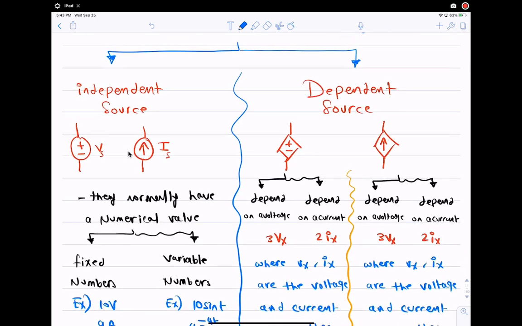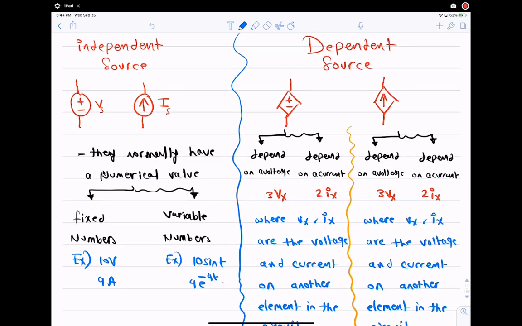And the shape of it is always circular, and it either has a polarity, which is a voltage source, or it has an arrow, which is a current source. Now, the most common property about it is that it's always a numerical value.